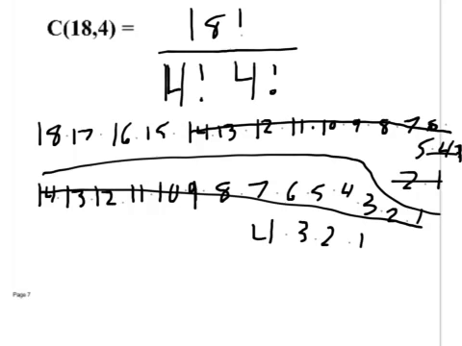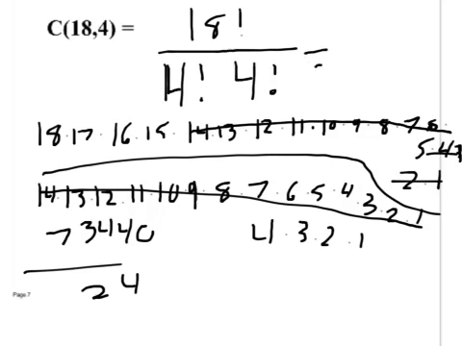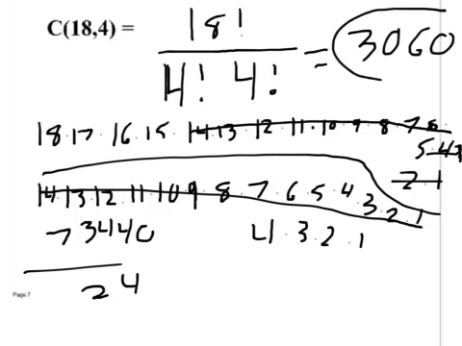18 through 15. 18 times 17 times 16 times 15 is 73,440. Over 4 times 3 times 2 times 1, which is 24. So 73,440 divided by 24 is 3,060. That's how many options there are.